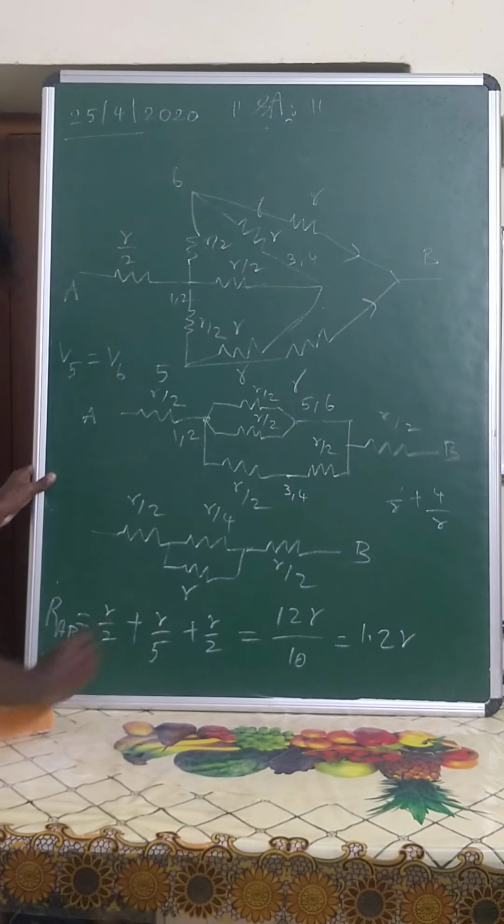So we got the final answer as exact answer 12 R by 10, which is 1 decimal. 1 by 10 means 0.1. So which is 1.2 R. So final answer is right.